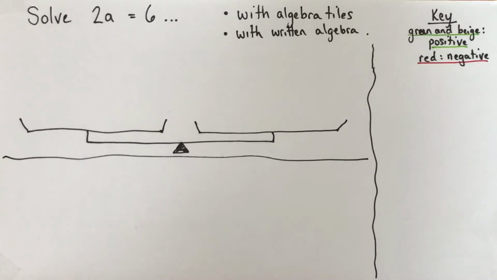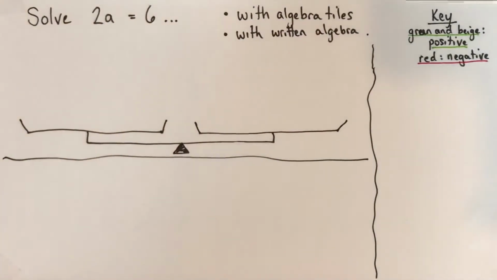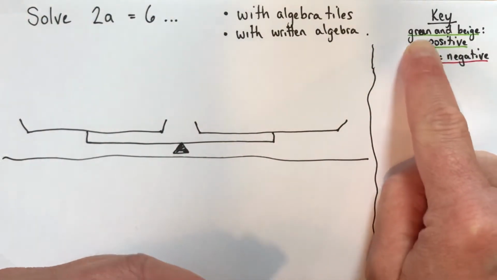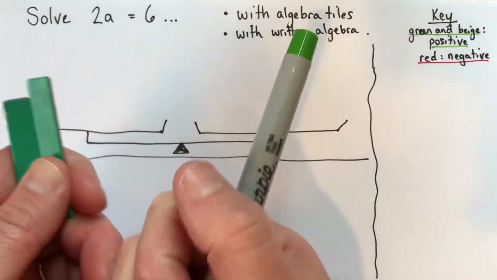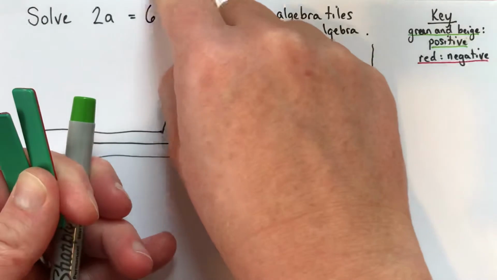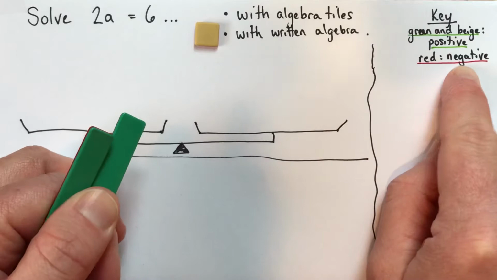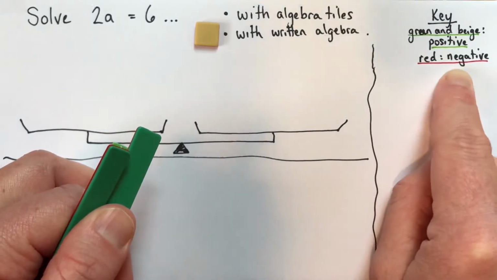And my focus in this video is going to be on how to draw the pictures of what we do with the algebra tiles. All right? So we'll start off putting our algebra tiles down here. We've got 2a equals 6. So I've got a key here, and you should always have a key on your work. For positive, I'm going to have green, so either the green tiles or the green marker, or beige, because on my algebra tiles the positives are green and beige. And then if I had negative, I would use red.